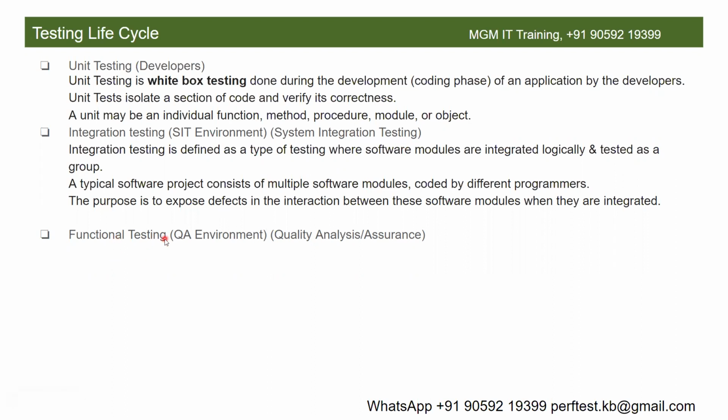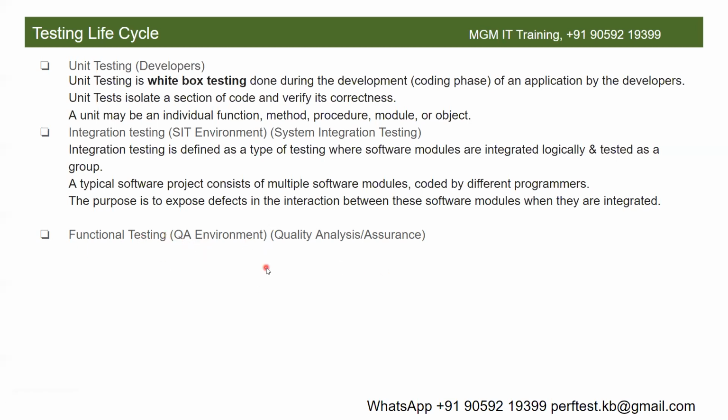Next comes functional testing. Functional testing is done in an environment called QA environment, where QA stands for quality analysis or quality assurance. Observe here: unit testing is done in the development environment, integration testing is done in the SIT environment, system integration testing environment, and functional testing is done in the QA environment.